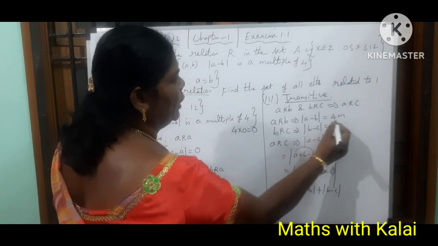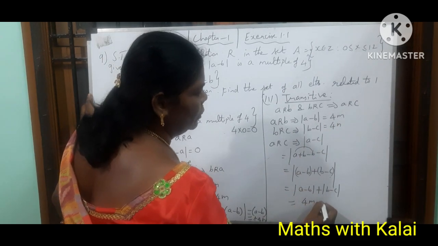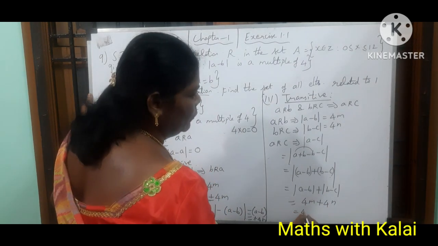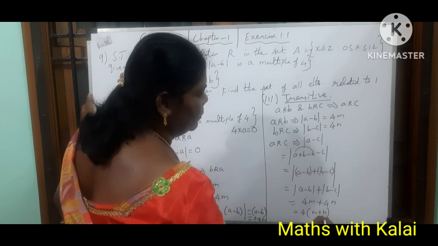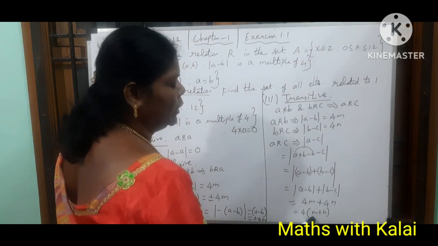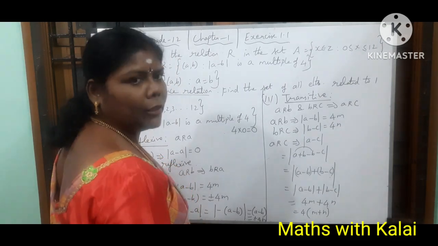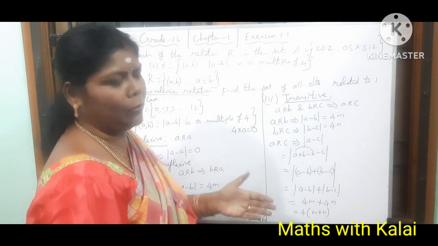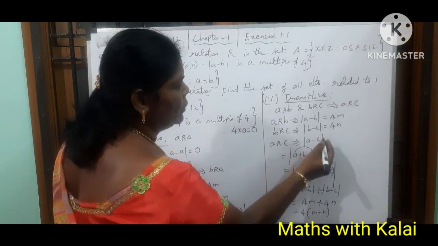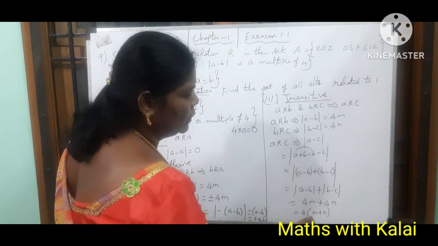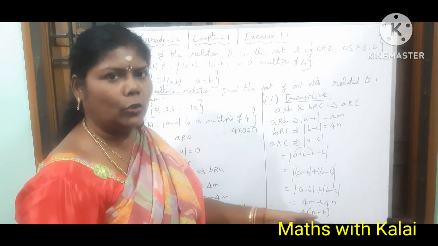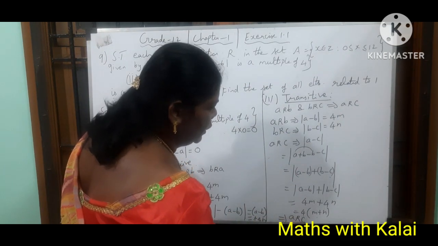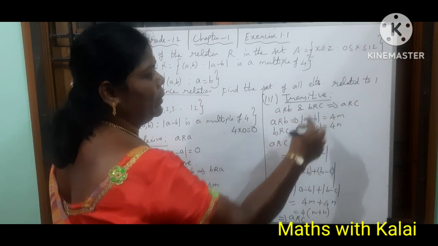The answer for mod A minus B we already know: 4m. Modulus of B minus C is 4n, which we also know. Taking 4 outside, we get 4 times m plus n. m is a scalar and n is also a scalar, so m plus n is a scalar. A scalar multiplied by 4 is a multiple of 4. So modulus of A minus C is 4 into m plus n, a multiple of 4. Hence we can conclude that A is related to C whenever A is related to B and B is related to C.